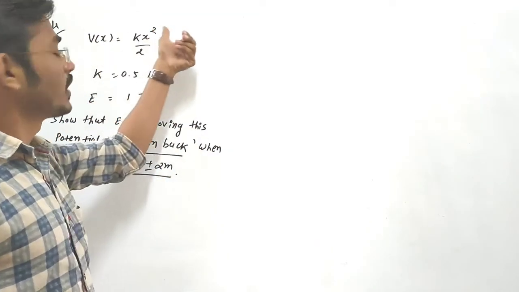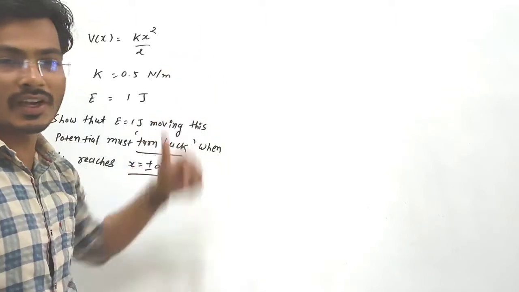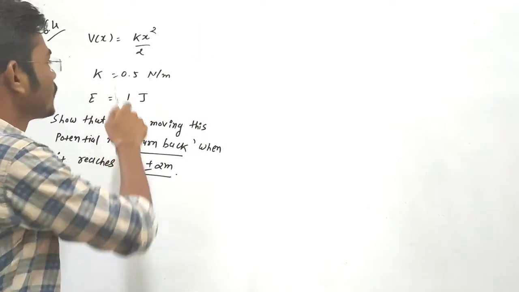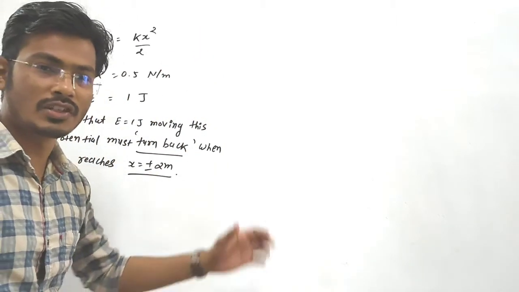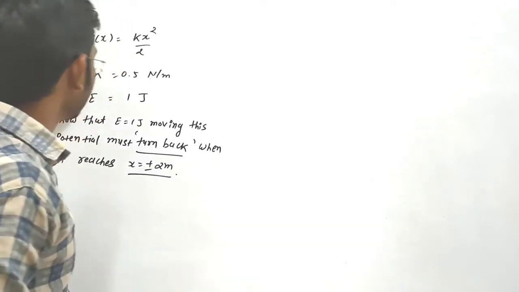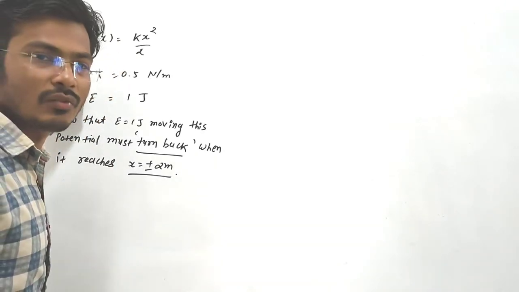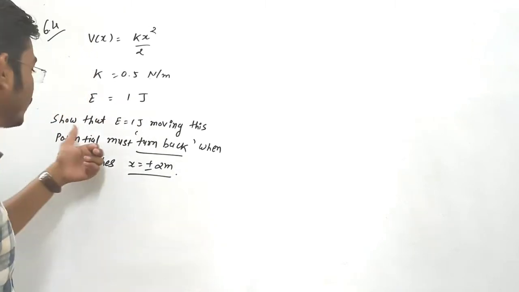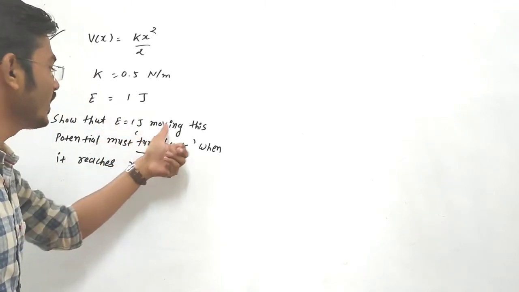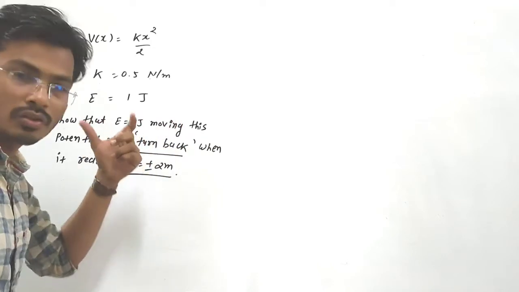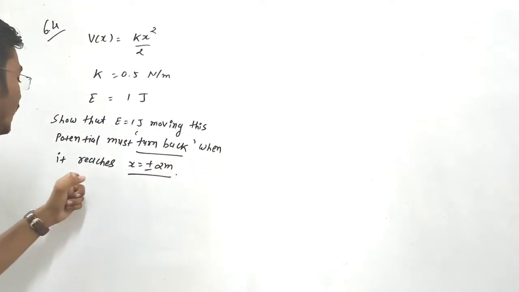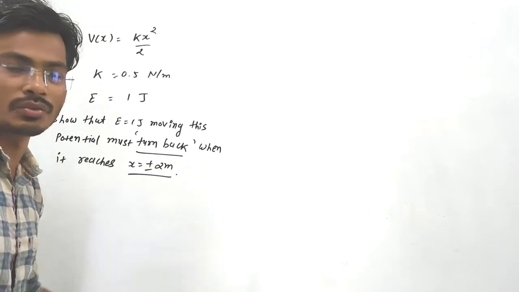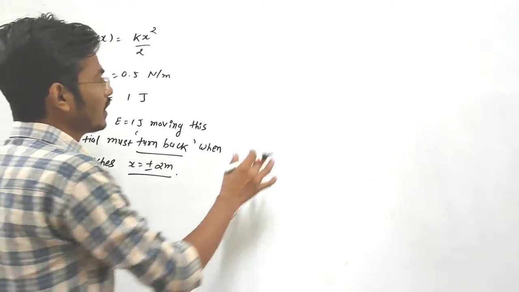V of x is equal to, given data में है, kx square divided by 2. K is equal to 0.5 Newton per meter, which is our constant. Okay, E is the total energy, which we have to consider as 1 joule. Then what we have to show? So that E is equal to 1 joule moving in this potential must turn back when it reaches x is equal to plus or minus 2 meter. ठीक है. So यहाँ पे करना क्या है?